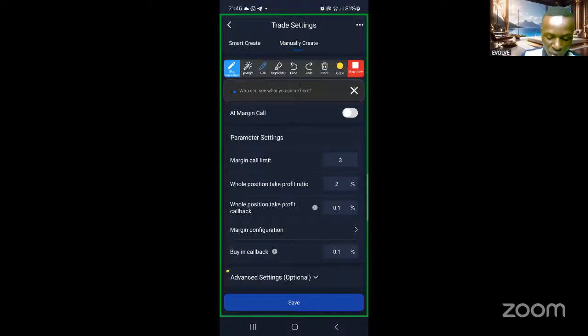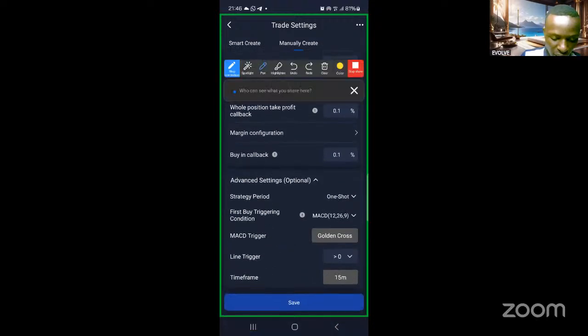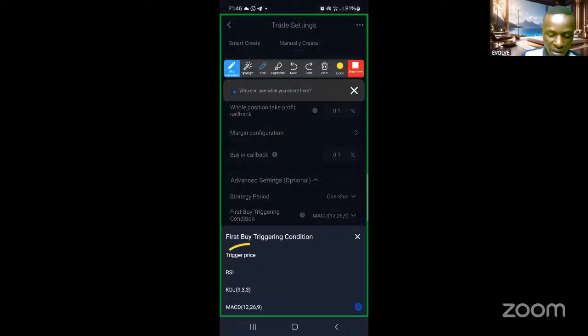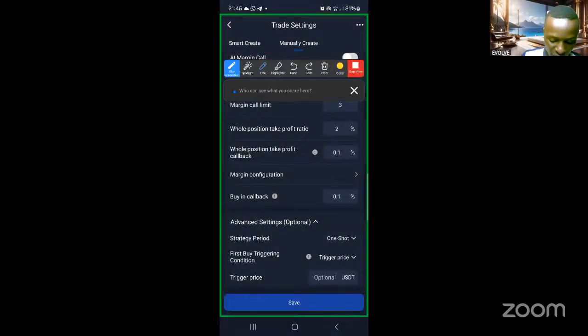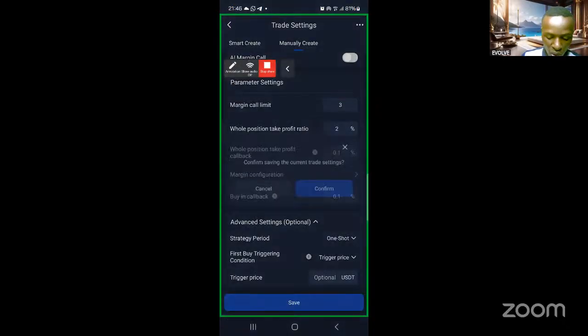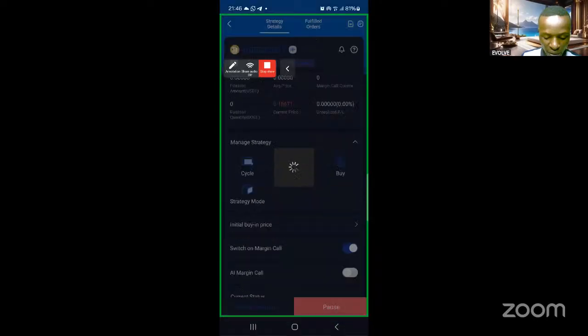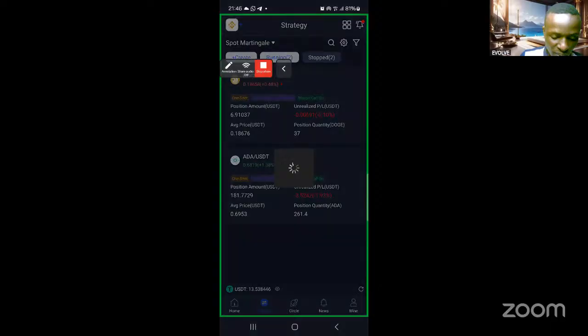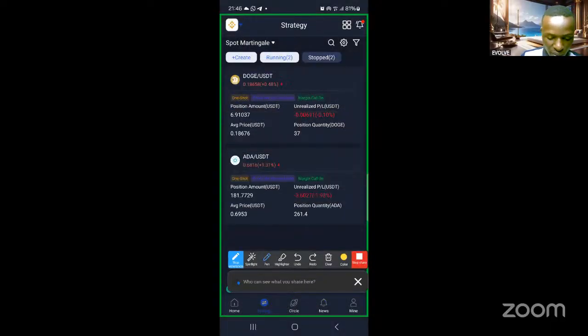So if that happens to you, come and tap on advanced settings. You see, the first buy triggering condition is MACD. So I need to change that to trigger price for the robot to buy instantly, immediately. And the moment I tap on save, the robot will buy my coin. It has bought it. Have you seen? It is here.